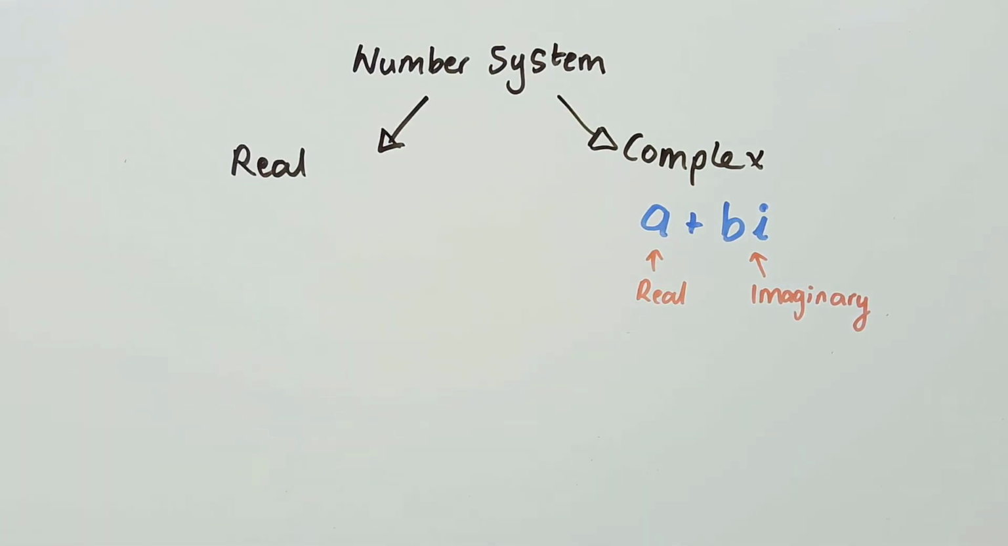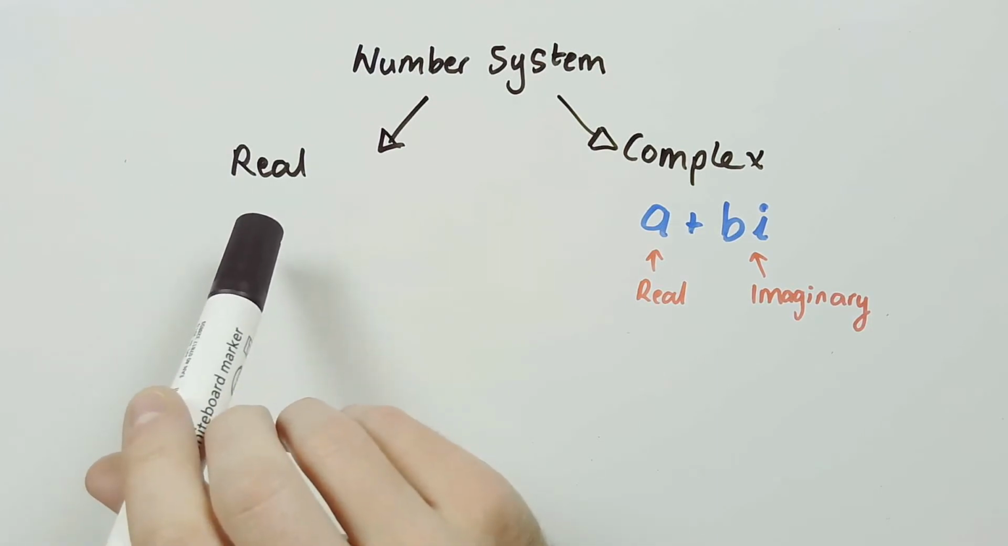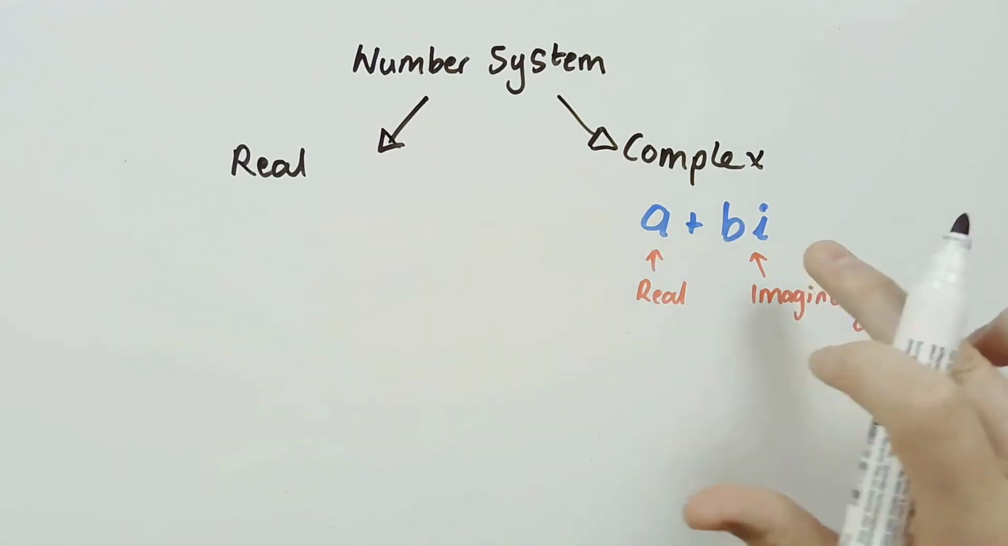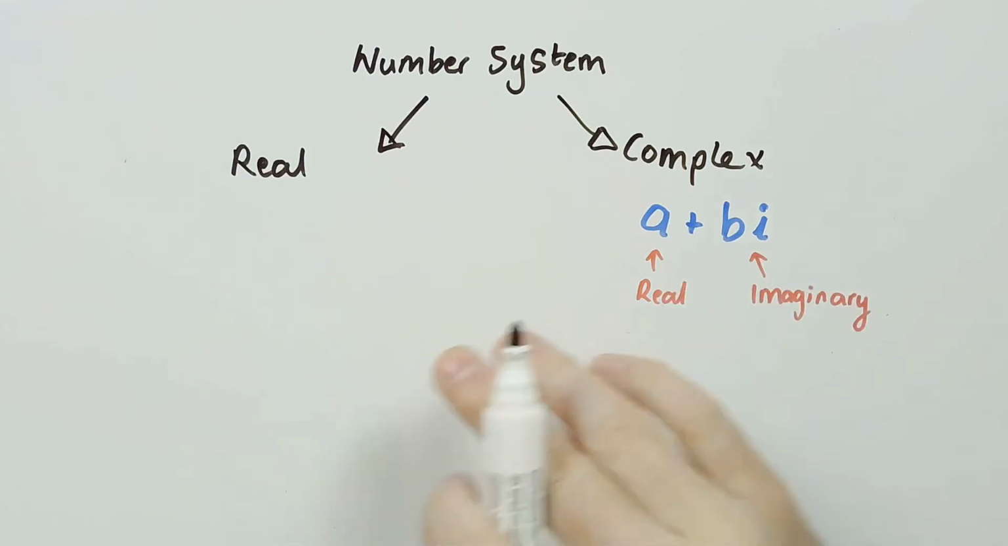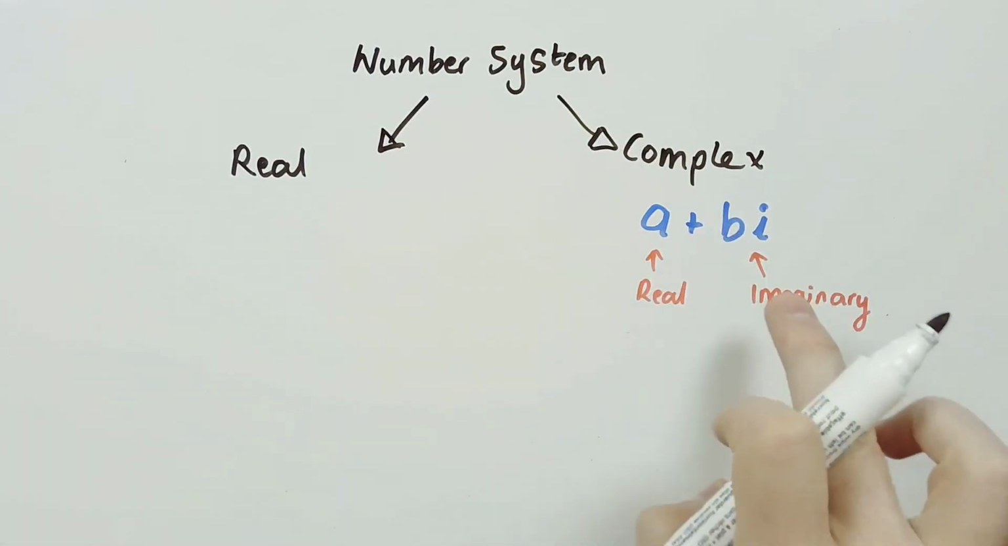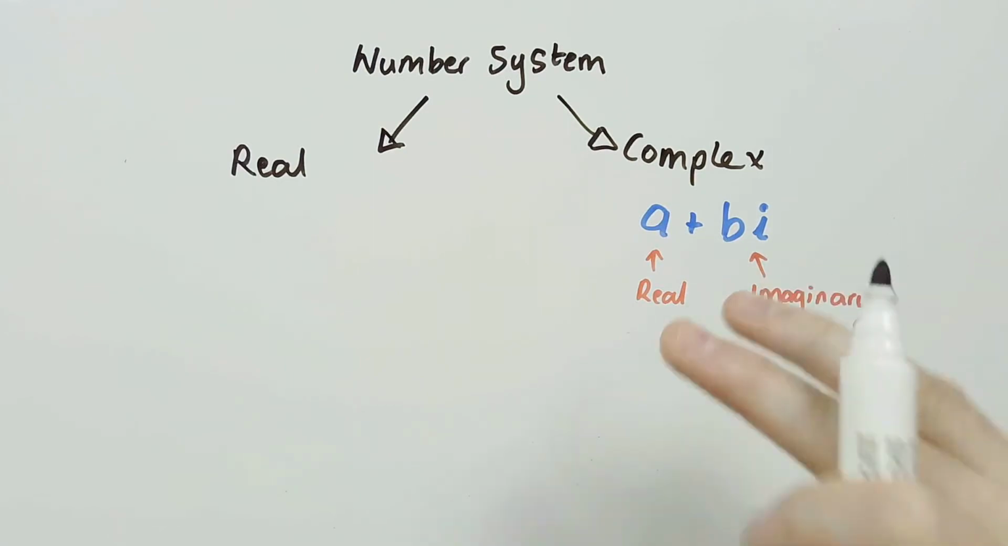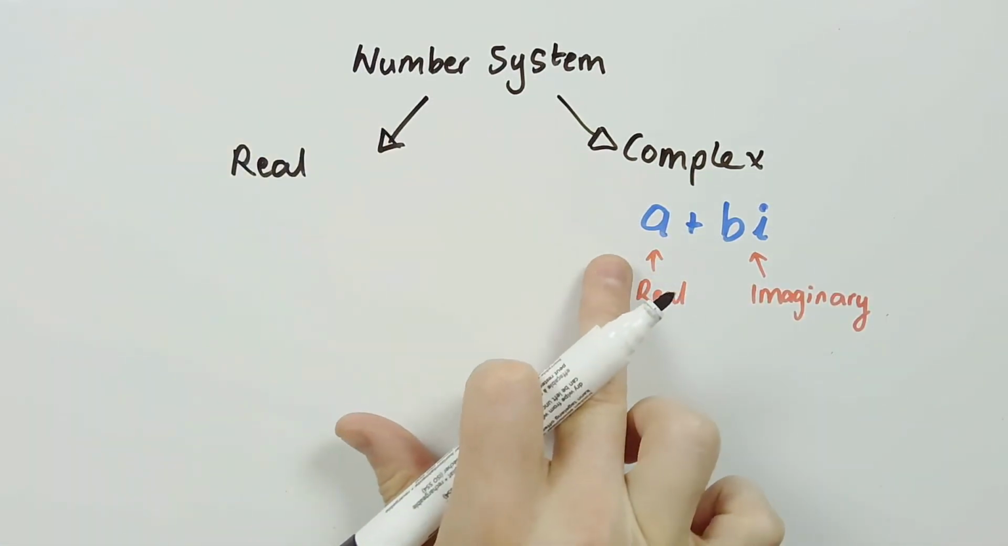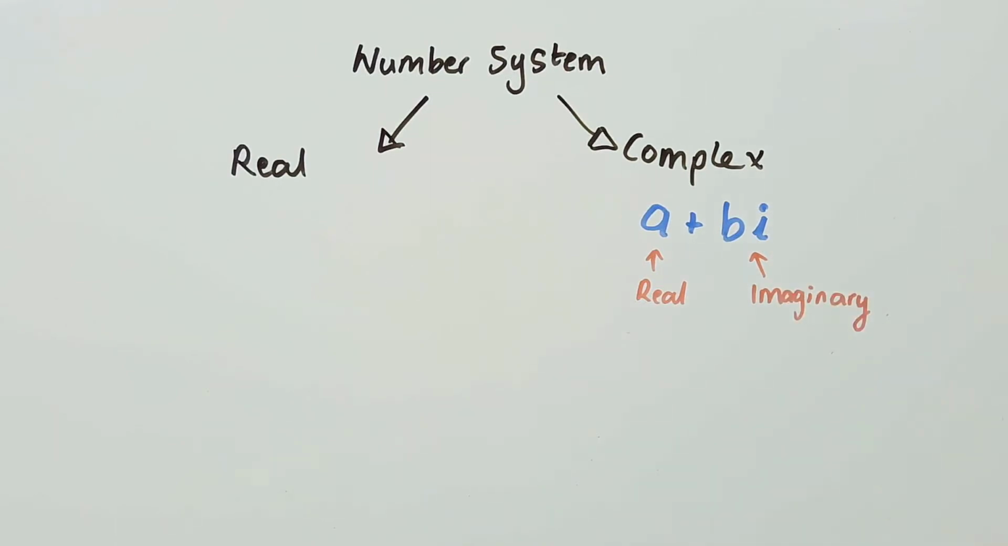So all other numbers we refer to as real numbers, and those are numbers that have no imaginary component. Technically, real numbers are complex as well. It's just that the imaginary component is non-existent in those. So they'll just have an a component, they won't have an i component.